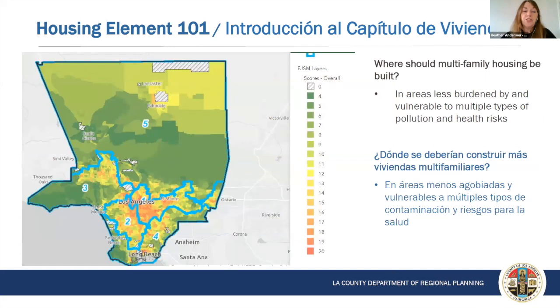The environmental justice screening method, which was developed by the county in partnership with USC and Occidental College, illustrates cumulative health risks by identifying areas that are disproportionately burdened by and vulnerable to multiple types of environmental pollution. So to encourage the equitable distribution of housing throughout the unincorporated communities, sites located in areas that are less burdened by pollution were also prioritized for the draft rezoning program.